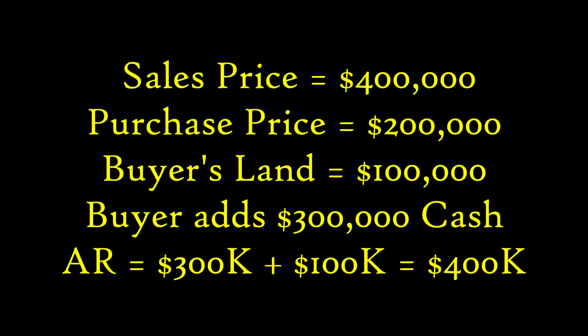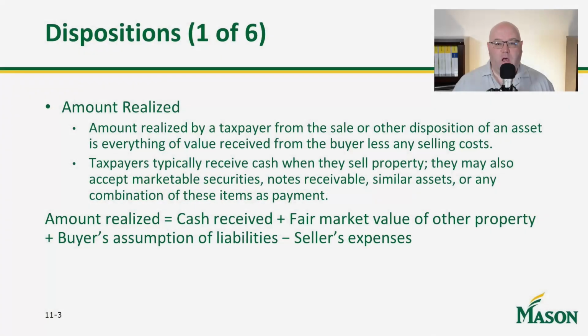I have $300,000 of cash, but what I'm going to do is I'll give you this piece of land that I think is worth about $100,000. I go and I appraise it. It's worth about $100,000 because it's unimproved, hasn't been touched really much. So I say, okay, good, I'm going to take that. So that's the fair market value of that property. They'll get added as part of the amount realized. And of course, the buyer's assumption of liabilities.